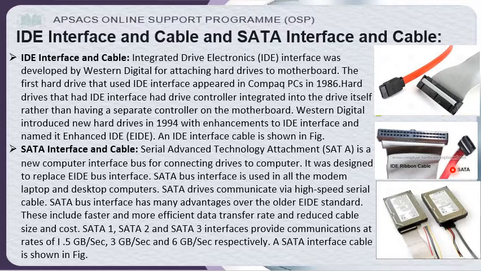If I'm going to tell you about SATA 1, SATA 2, SATA 3 interface, so in SATA 1 we got a speed of 1.5 gigabit per second. SATA 2 speed is 3 gigabit per second, and SATA 3 has a speed of 6 gigabit per second. So you have seen that the SATA interface cable's speed has also increased too much.